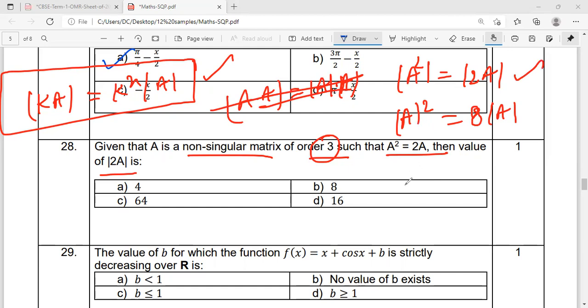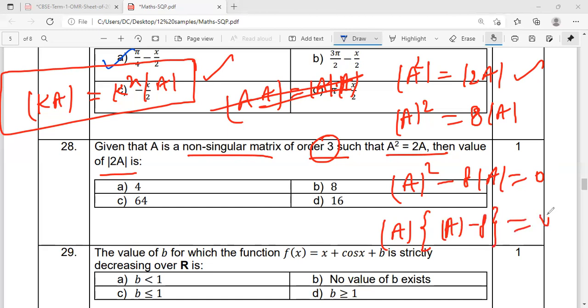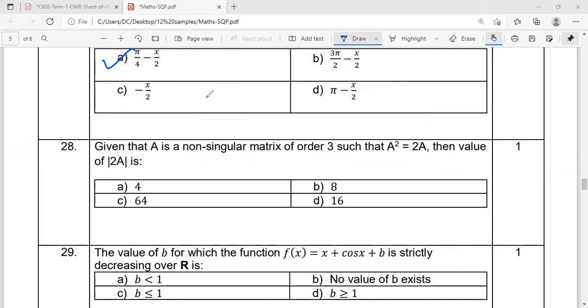Now if determinant A square minus 8 times determinant A is equal to 0, you can take determinant A common, and then you get determinant A into (determinant A minus 8). What does that mean? It means either determinant A is 0 or determinant of A is 8. But it is said to be non-singular. Non-singular means it cannot be 0. That means determinant of A should be 8. So what we have concluded here is determinant of A is 8.